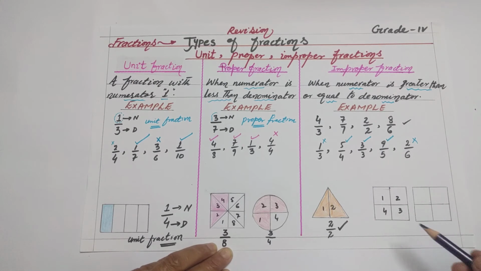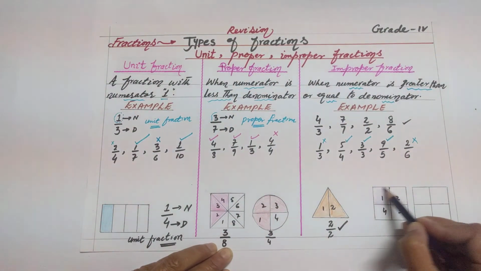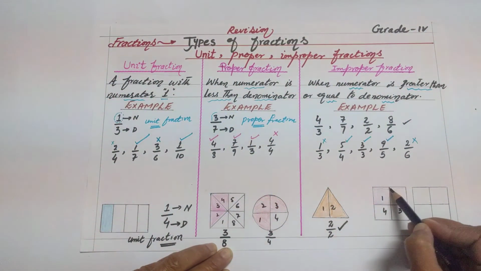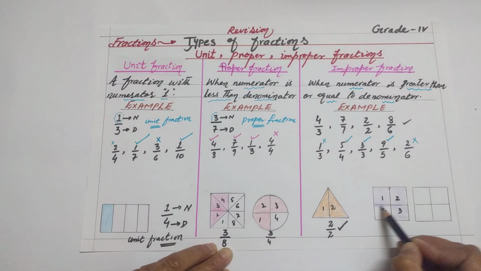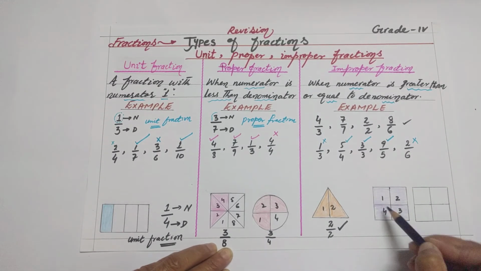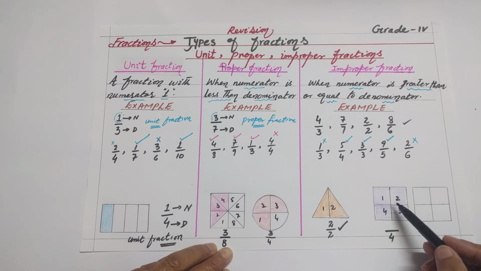If from these 4 equal parts I am using all the parts, 1, 2, 3 and 4, I am using these 4 parts. So what is the denominator? Denominator is 4. I will explain this square with the help of an example of a cake.